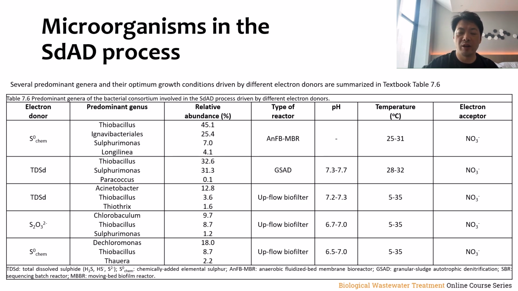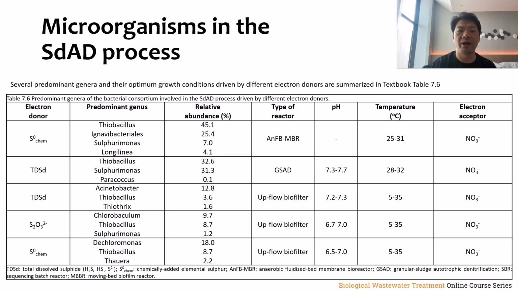Firmicutes, Chloroflexi, Chlorobi. The genera Bacillus, Thiobacillus, and Sulfurimonas are among the most recognized sulfur-oxidizing bacteria for autotrophic denitrification, deriving energy for both denitrification and biomass synthesis, mainly from sulfur oxidation.